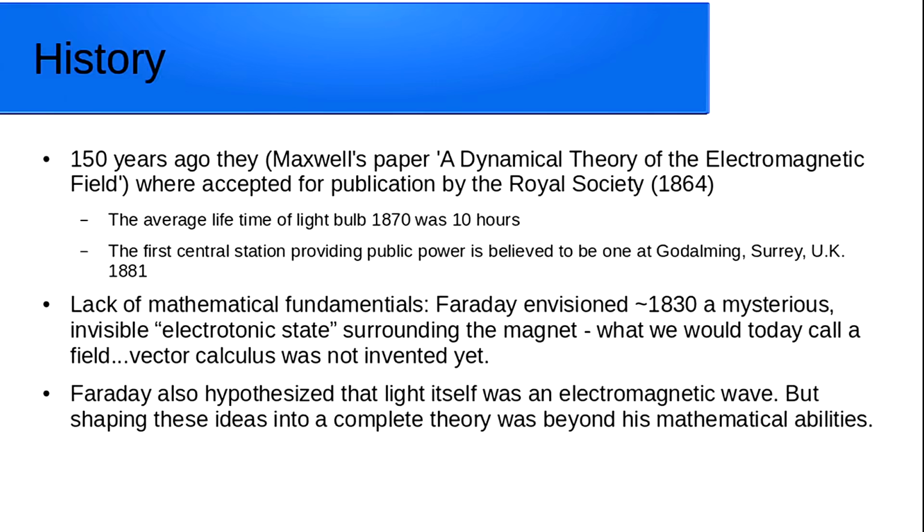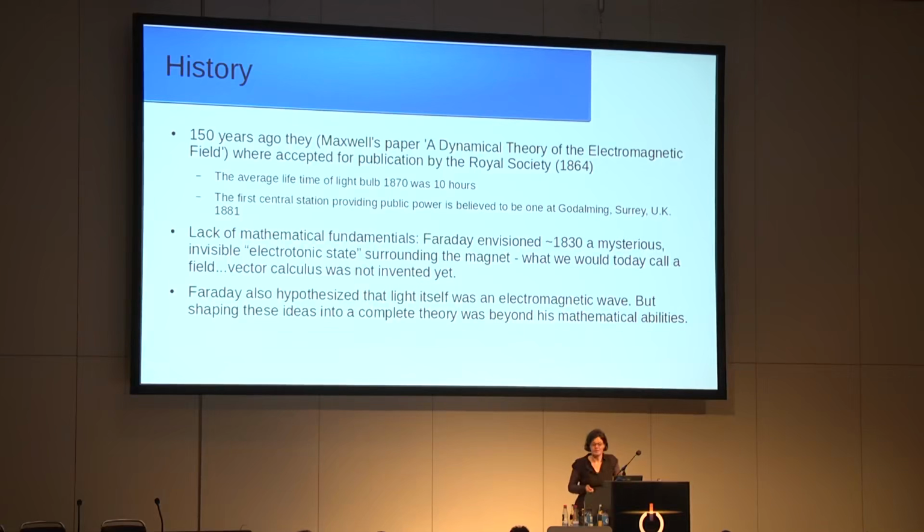The average lifetime of a light bulb in 1870 was around 10 hours. The first central station providing public power is believed to be the one at Godalming, Surrey in the UK, and it was switched on in 1881. So probably Maxwell didn't have electric light when he wrote this paper. There was also a lack of mathematical fundamentals.